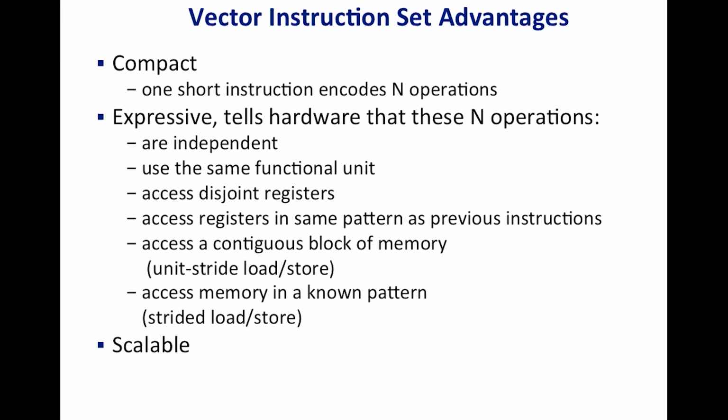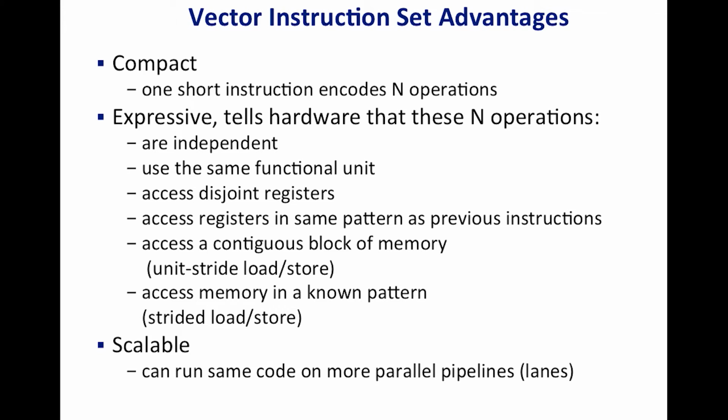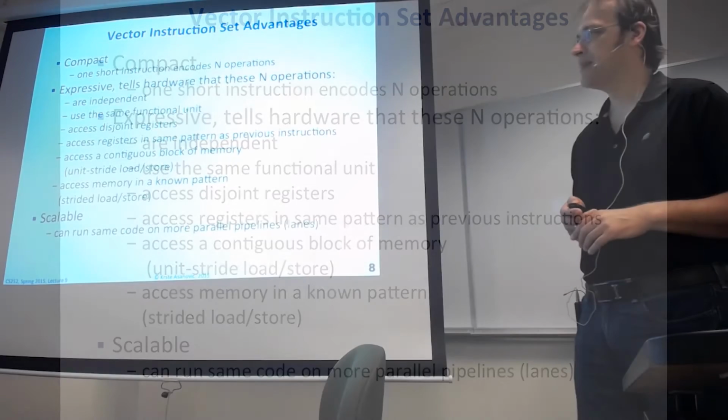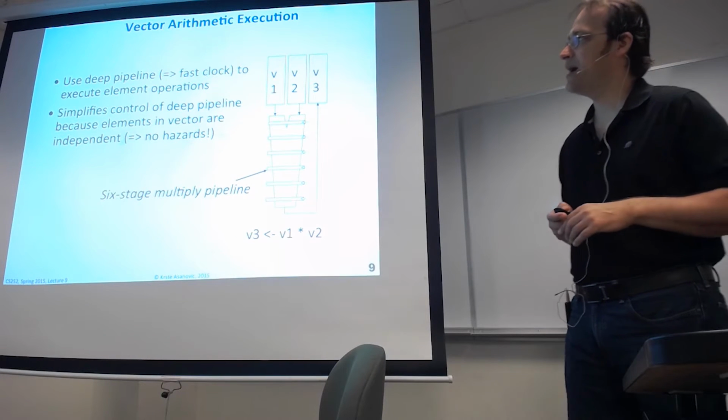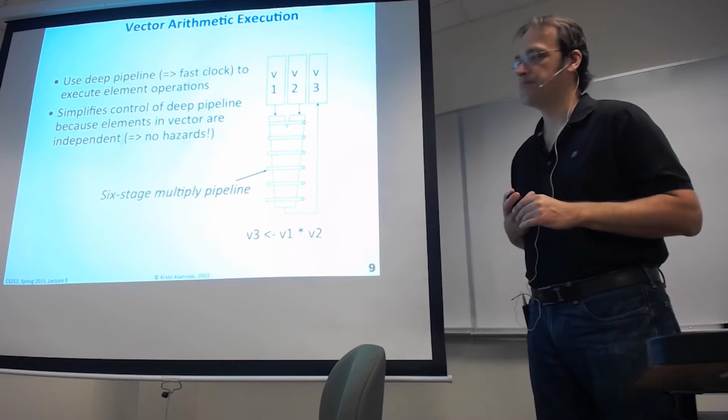Another big advantage of vectors is that it's a scalable ISA. I'll describe what that means in a minute, but basically you can have the same binary assembly code run on different machines that have different numbers of functional units and different levels of pipelining or parallelism. That's quite an important advantage. So let's look at how you build a vector machine.